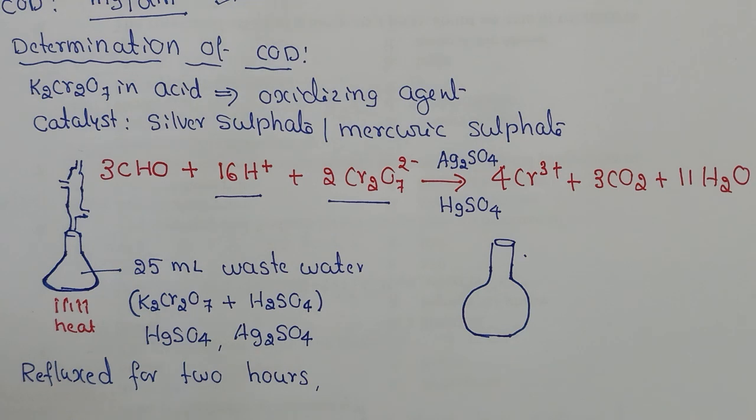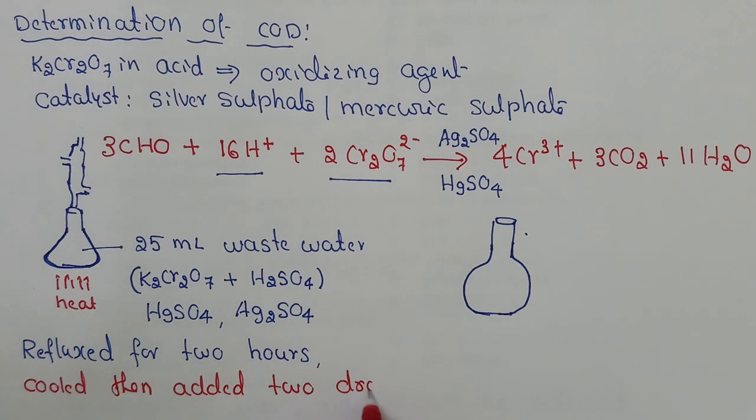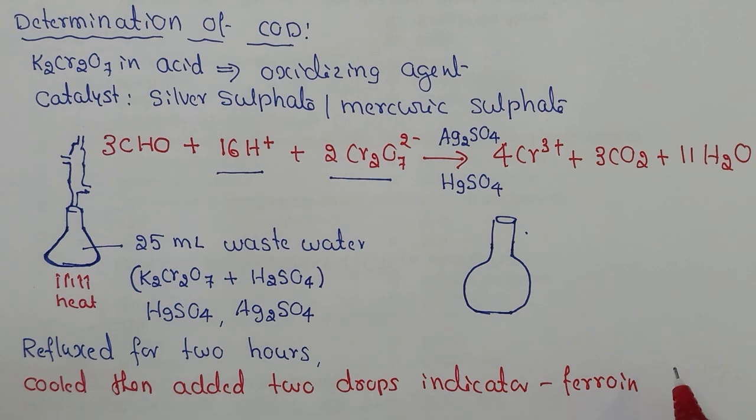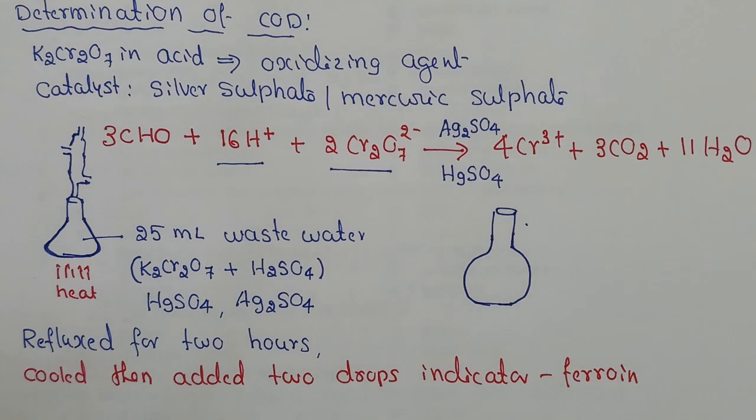Then 5 drops of ferroin indicator are added. After refluxing and cooling, the ferroin indicator is added, and after that it is titrated against standard FAS solution.